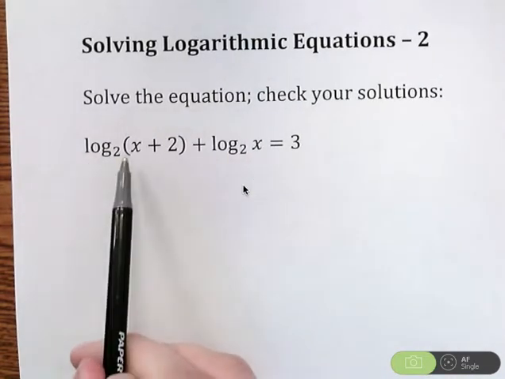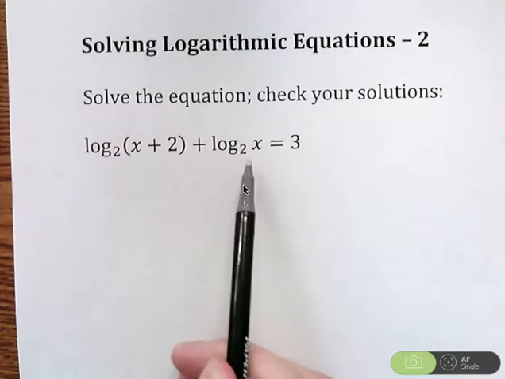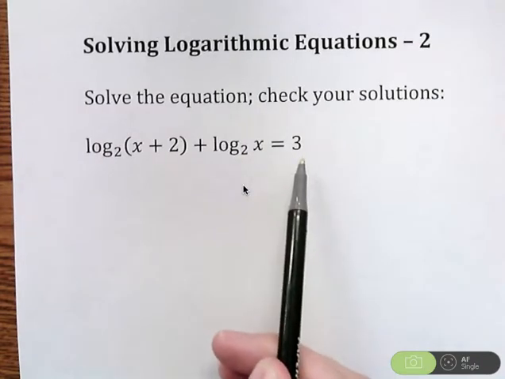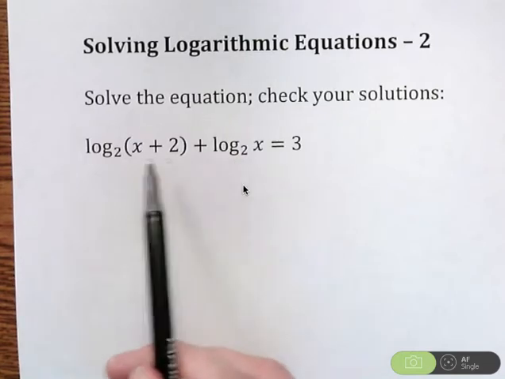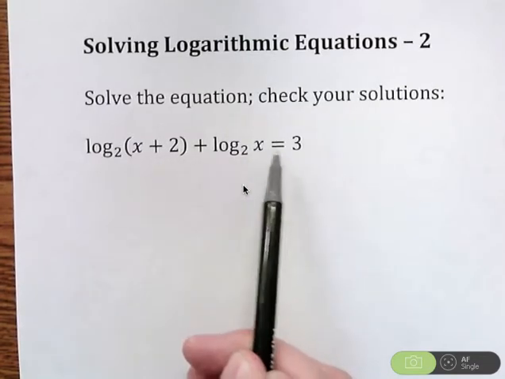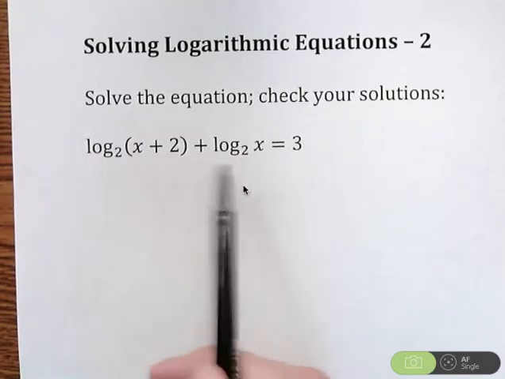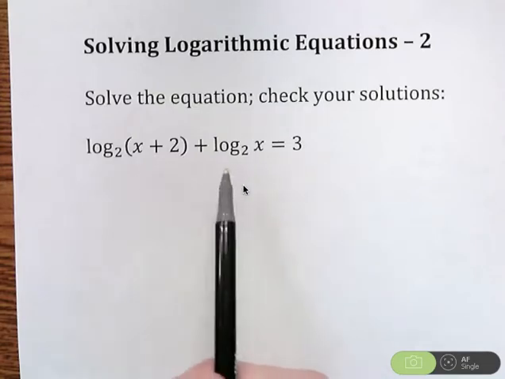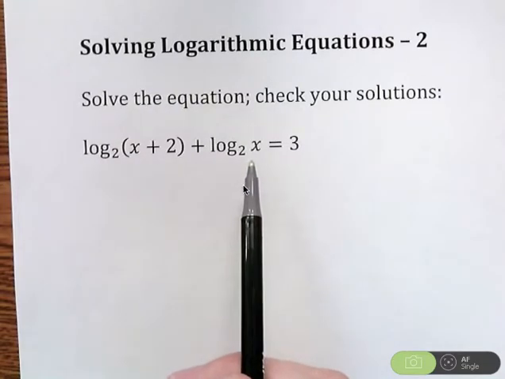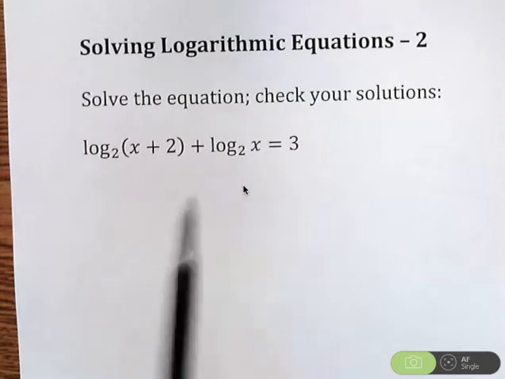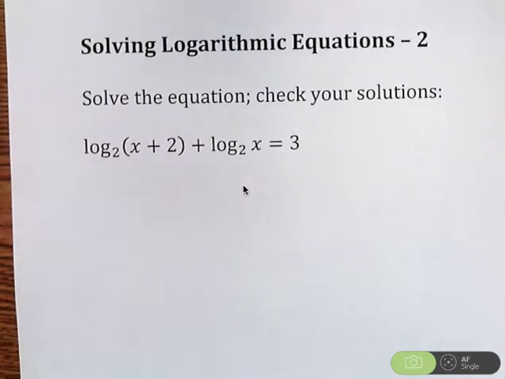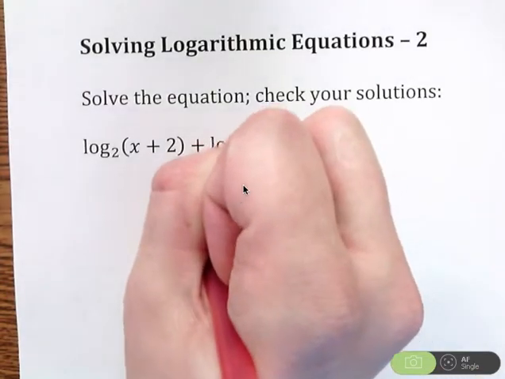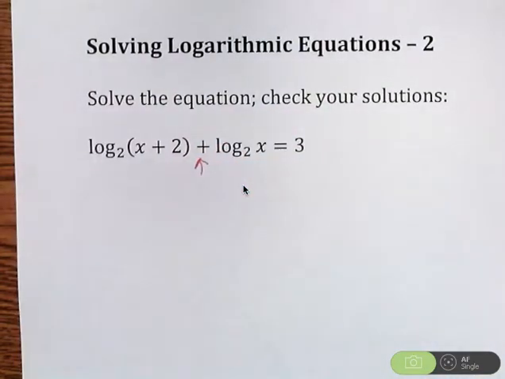So I have log base 2 of x plus 2 plus log base 2 of x equals 3. So I do have two logs here with the same base, but they're both on the same side of the equal sign. So you can't use that property where, if the log is equal to another log with the same base, then we can say they're equal to each other. But we are going to use some of our properties with logs. The important thing there is this plus sign right here.